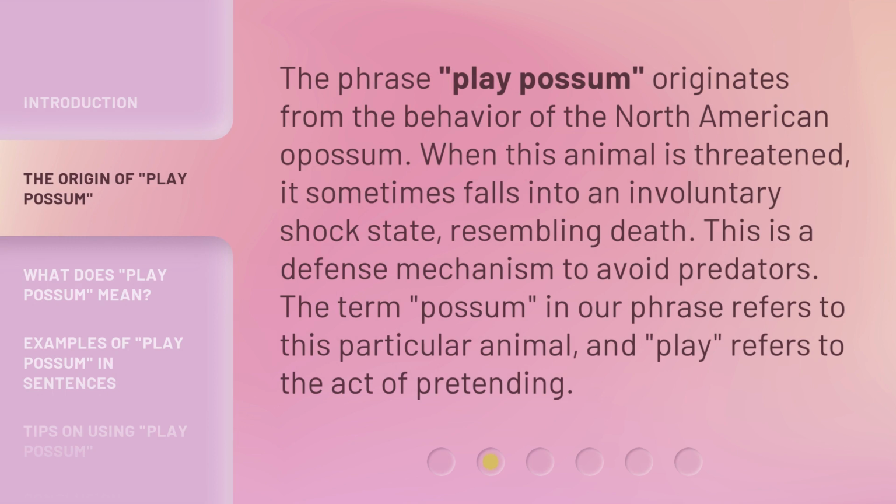The phrase, play possum, originates from the behavior of the North American opossum. When this animal is threatened, it sometimes falls into an involuntary shock state, resembling death. This is a defense mechanism to avoid predators. The term, possum, in our phrase refers to this particular animal, and play refers to the act of pretending.